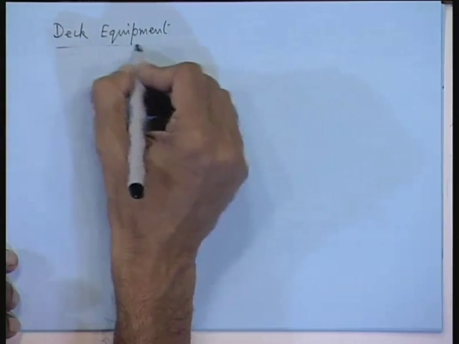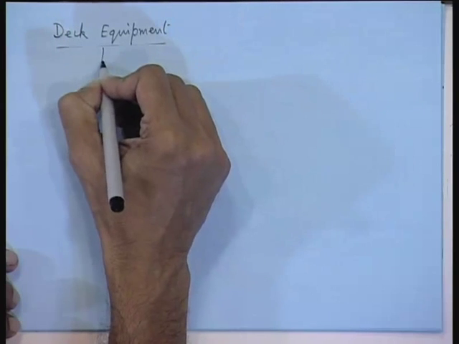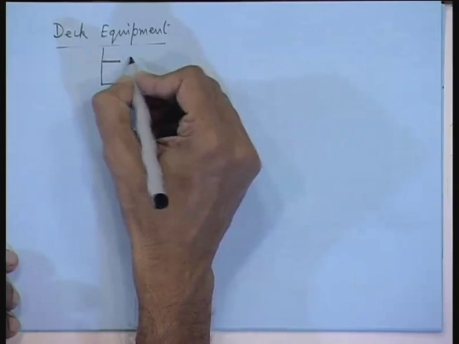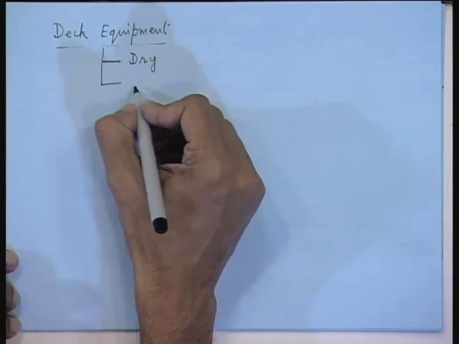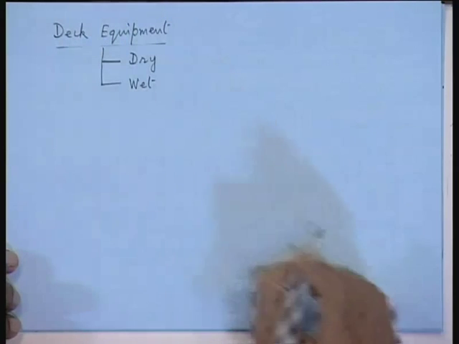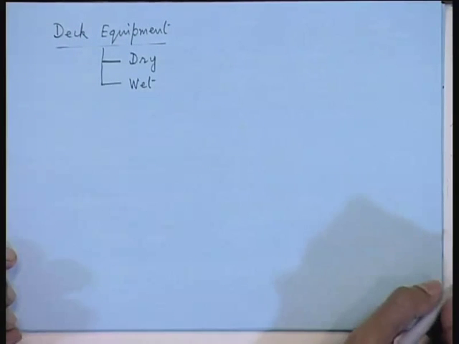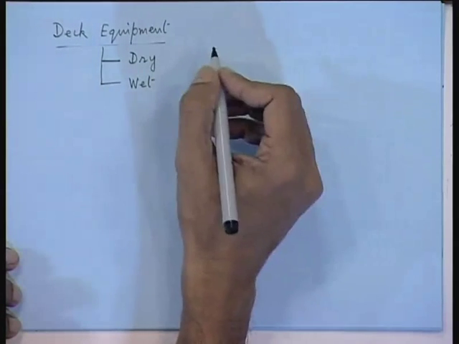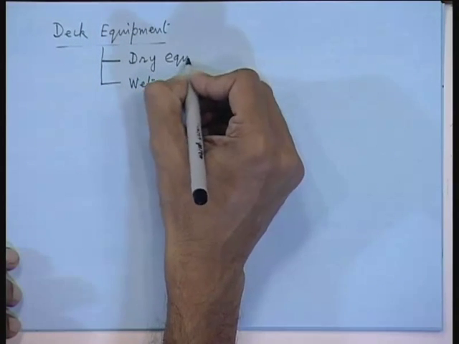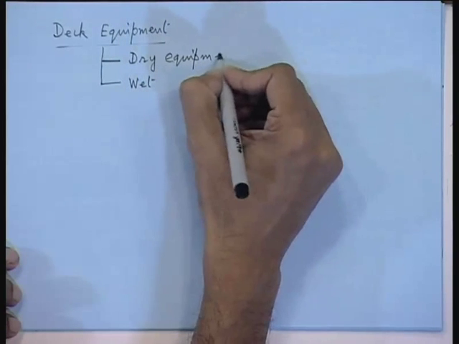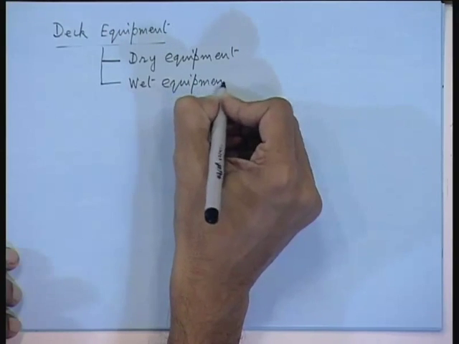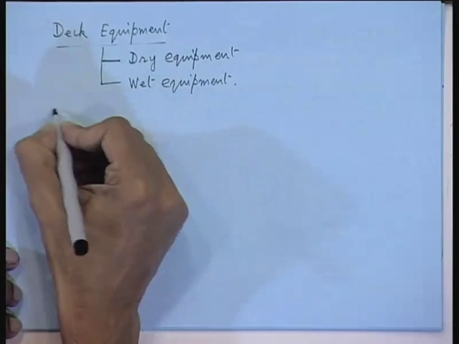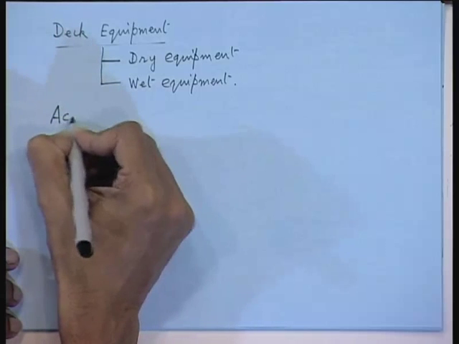Now here actually the equipments, normally you categorize into two categories. One is called the dry, that is without any oil or water, and the other is the wet equipment. Dry equipment and wet equipment load. Now after dry equipment and the wet equipment, then after this is design accidental load.